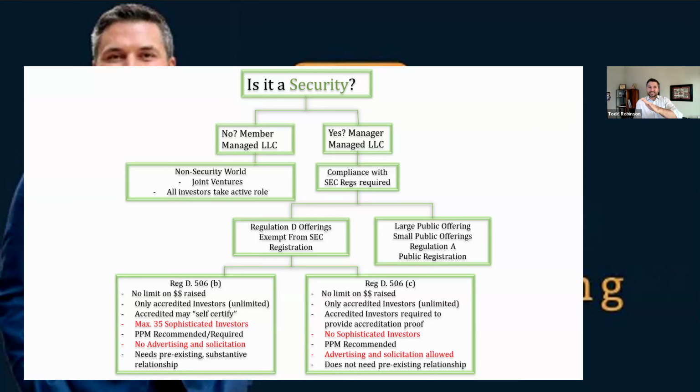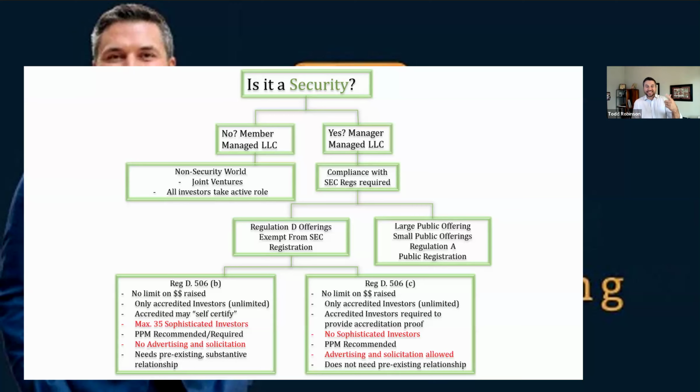The difference between B and C, the big difference is 506C, you can only have accredited investors, right? Now, if you're a high net worth individual or you run in circles with accredited investors, we'll talk about that in just a minute, then you could do a 506C. You're allowed to advertise. That's the big rub.